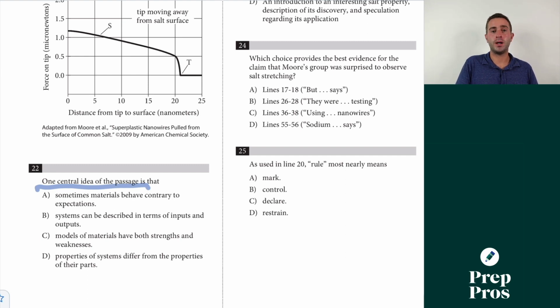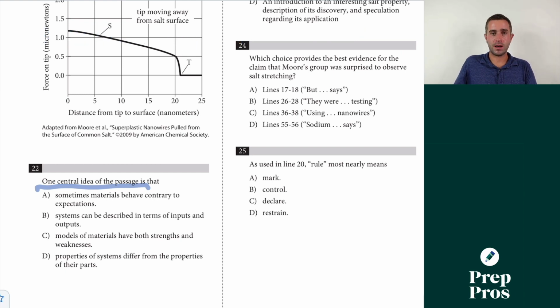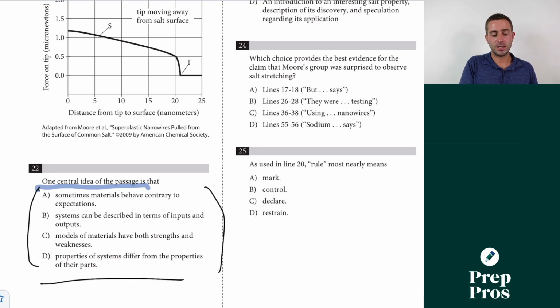So tip number 1 is always save those big, broad passage questions for last. They're going to be far easier for you to answer, and you're also going to avoid what is called recency bias, where we put more importance on what we just read. Oftentimes, your wrong answer choices for these are something that is just talked about in the last third of the passage, and because we remember that detail so well, we want to pick it out.